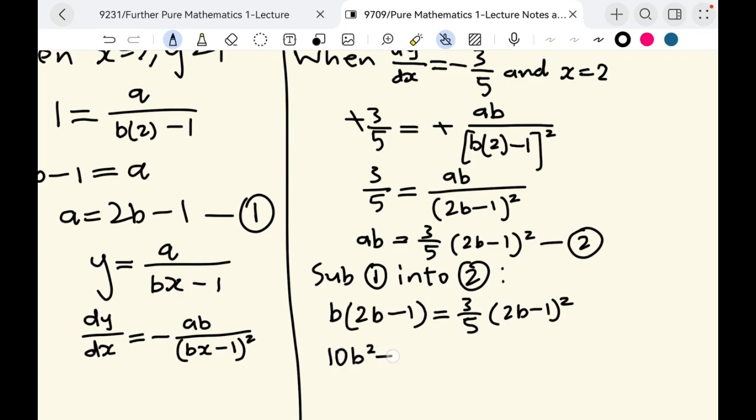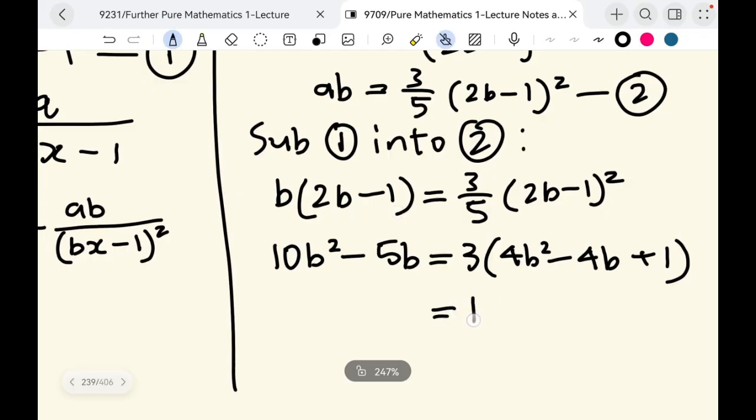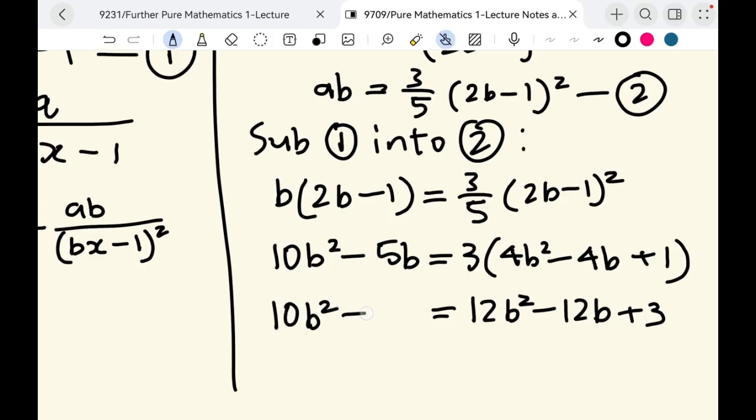10b squared minus 5b. What about this? This is the 4b squared minus 4b plus 1. Multiply it out. Rearrange, expand, rearrange, and simplify, I mean grouping. So you will get b squared, it's 2b squared minus 7b plus 3.